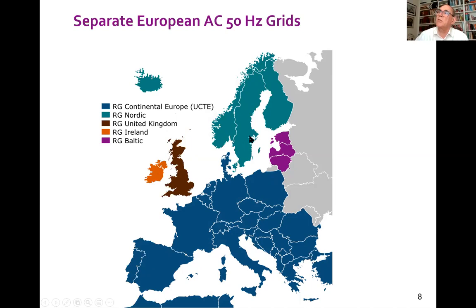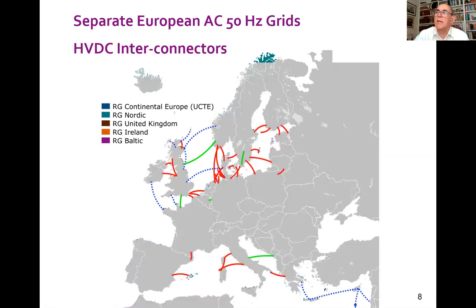Scandinavia is actually on a separate 50 hertz up here, and you'll notice that Latvia, Lithuania, and Estonia are also on a separate system. Why? Because they're connected to the Russian system, which is 50 hertz, but it's not synchronized with Europe. So I'm showing you that there are these different systems, but they are all interconnected. Here are the interconnectors, and these are all DC coupling between slightly different AC systems, okay?